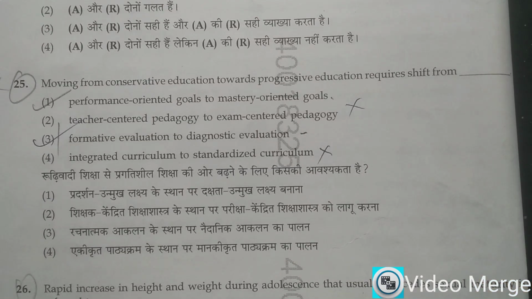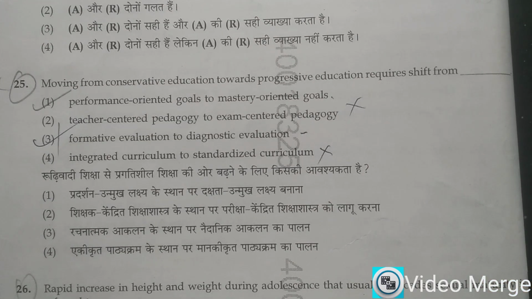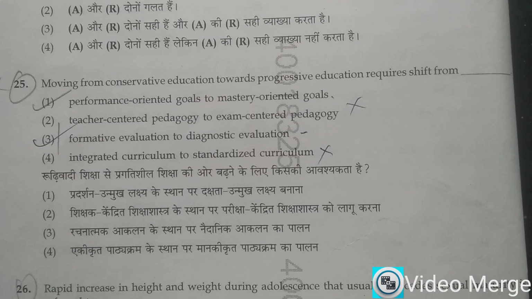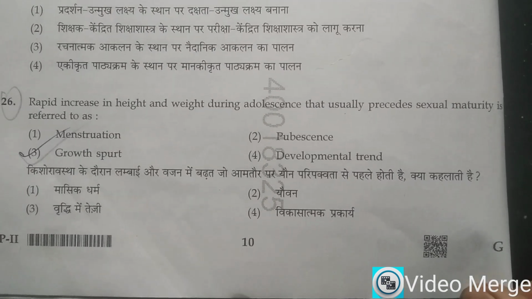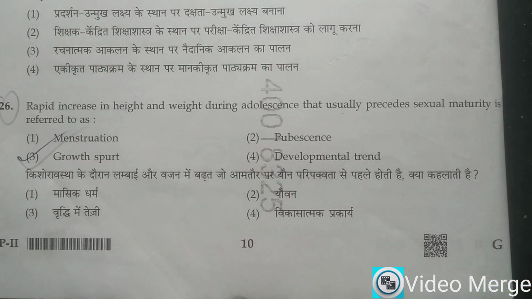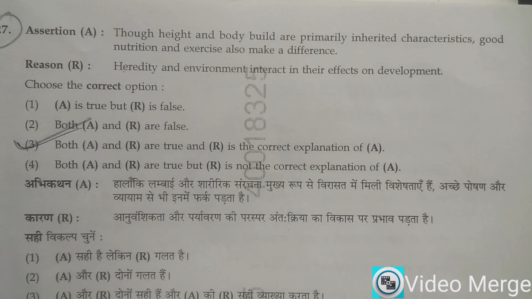Moving from conservative education towards progressive education requires shifts from performance-oriented goals to mastery-oriented goals. Rapid increase in height and weight during adolescence that usually precedes sexual maturity is referred to as growth spurt. Though height and body builds are primarily inherited characteristics, good nutrition and exercise also make a difference. Heredity and environment interact in their effects on development.